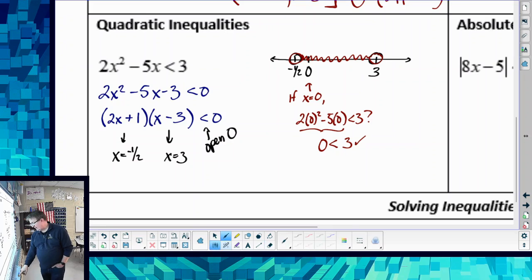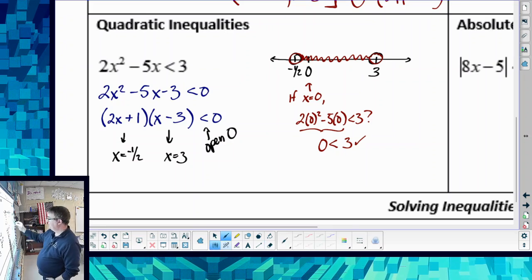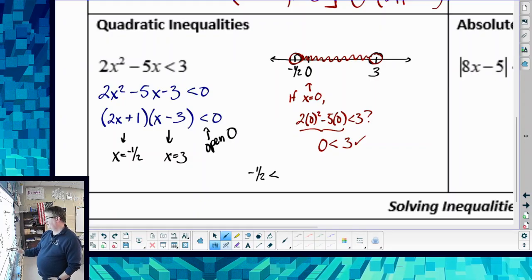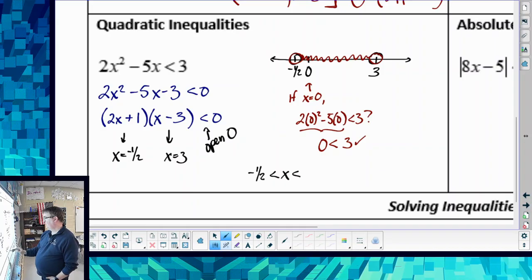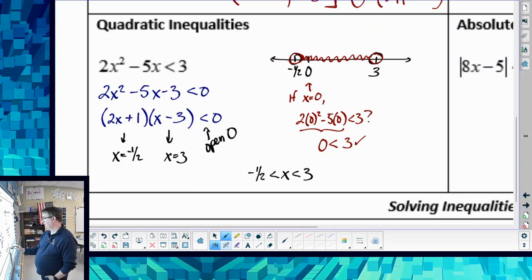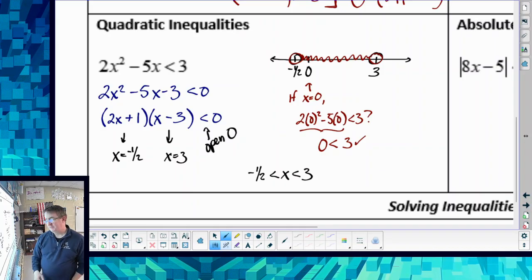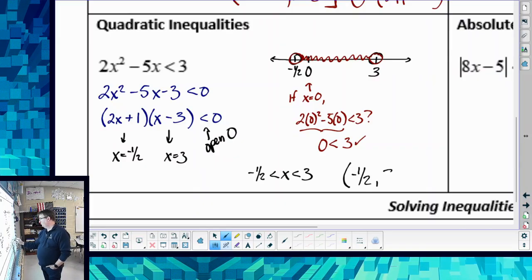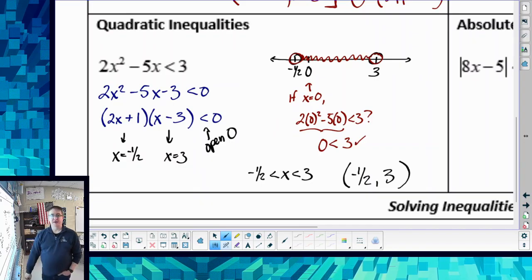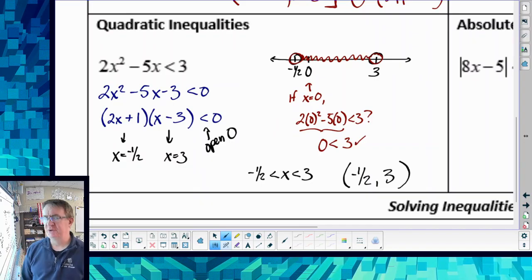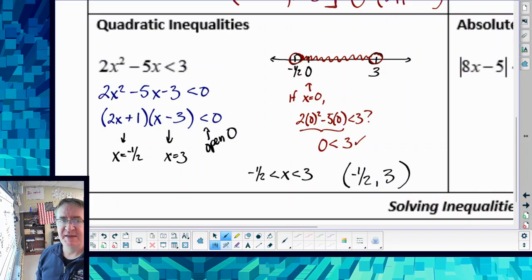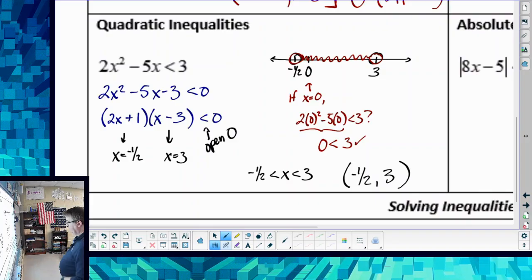In terms of other answers, since I'm going in between here, my inequality is going to run from -1/2, so -1/2 is less than x, which is going to be less than 3. And in terms of my set notation, it will look like that. And that does look a fair amount like an ordered pair. Again, it's going to be the context of the problem that's going to be helpful for that one.